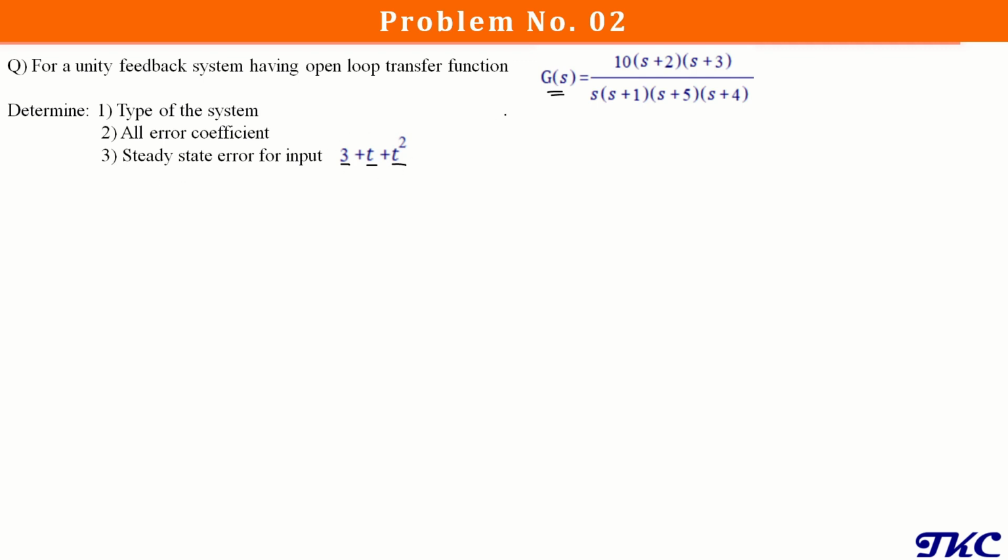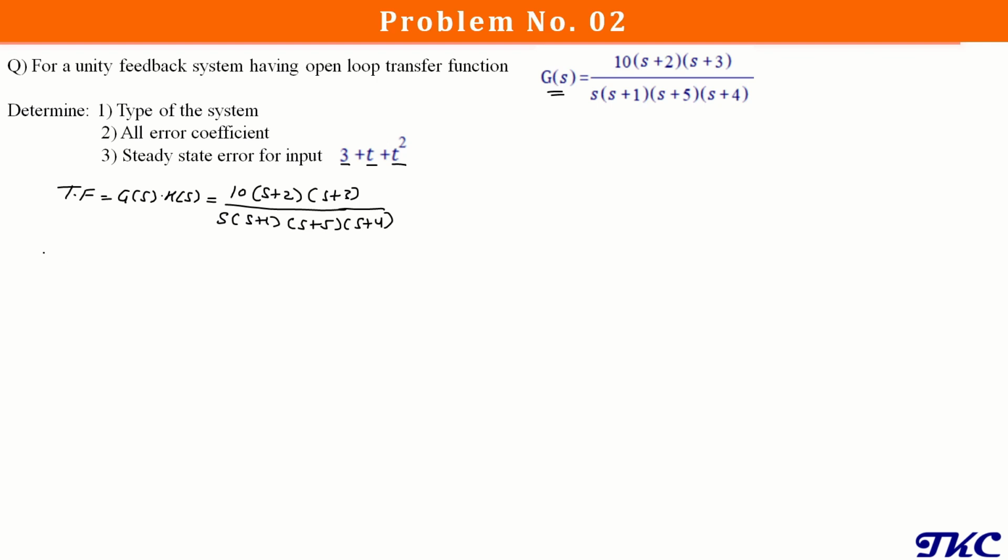So the first step will be to write this in a normal form. We know that the transfer function is written as G(s) into H(s). Since H(s) is unity, we do not have that term here. The transfer function will be 10(s+2)(s+3) divided by s(s+1)(s+5)(s+4).